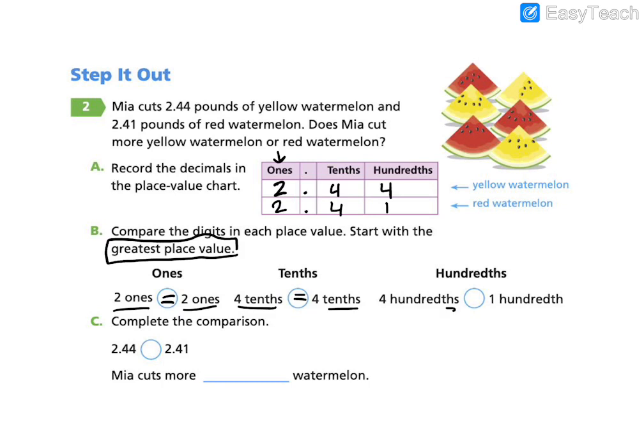But the yellow watermelon has 4 hundredths and the red watermelon only has 1 hundredth. So 4 hundredths is greater than 1 hundredth. Because 4 hundredths is greater than 1 hundredth, 2 and 44 hundredths is greater than 2 and 41 hundredths. So now we need to answer the question. What does she cut more of? She cuts more yellow watermelon.